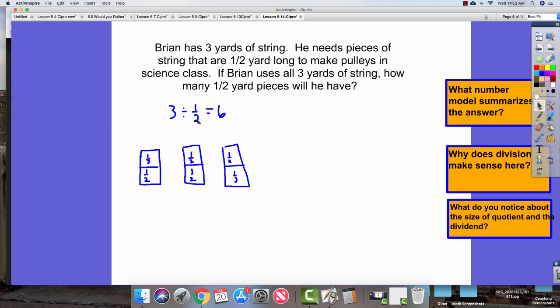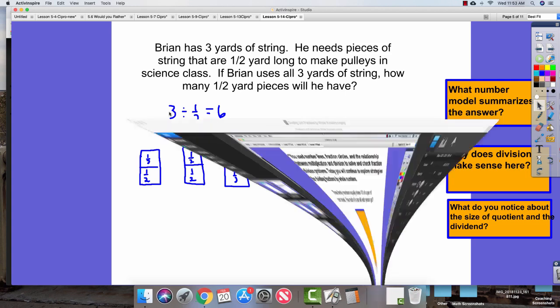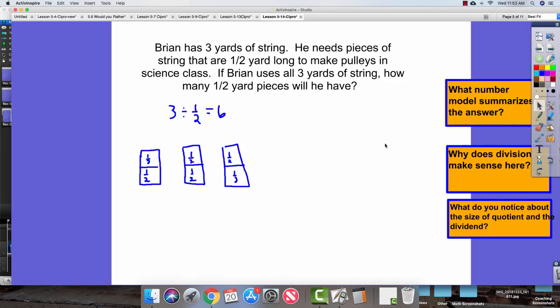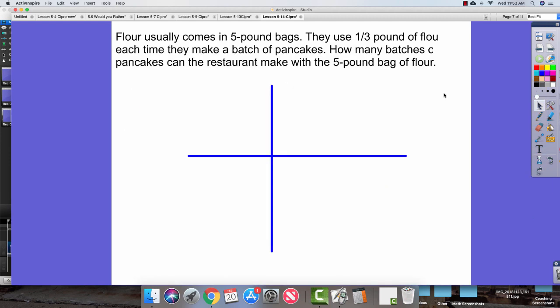If I look, I want to know how many times a half can go into 3. Well, 2 halves just makes 1. So it totally makes sense that my answer is going to be larger. A half can go into 3 6 times. Okay, so let's do another example and continue to think about that idea.